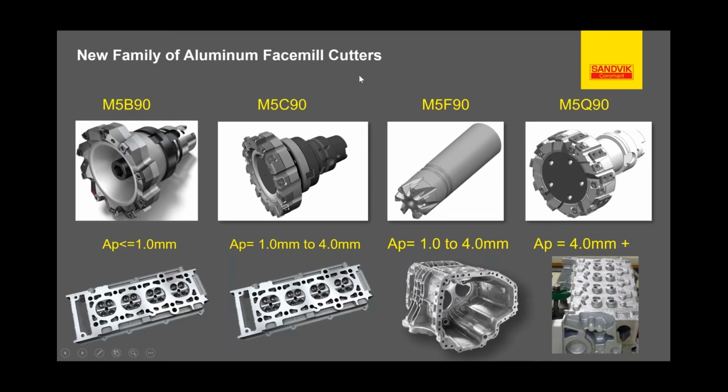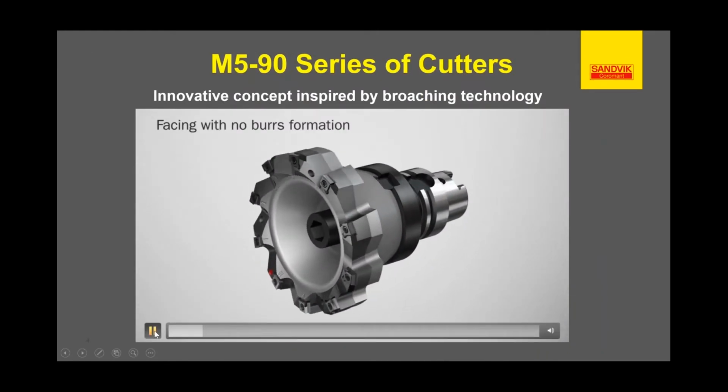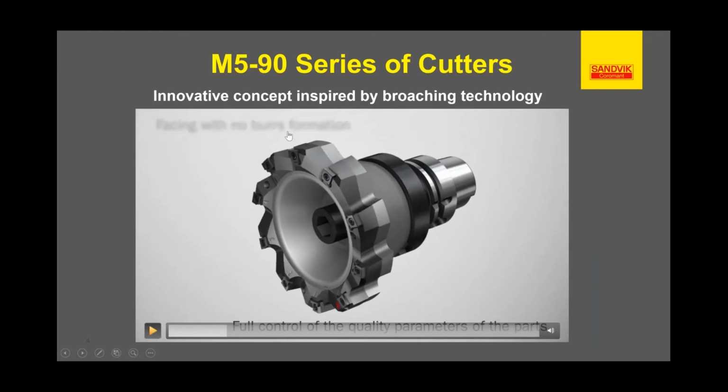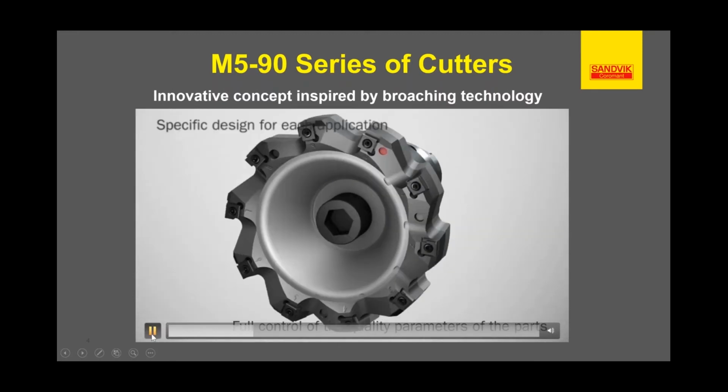Let's move on and talk a little more about the M5B90, the very first tool we developed. The key here is it's a broaching technology. Each insert takes a little bit more depth of cut than the next, both axially and radially. Each insert is like a little high feed insert within itself. It's effectively one cutter because the highest tooth controls everything. That's this tooth with the red dot.